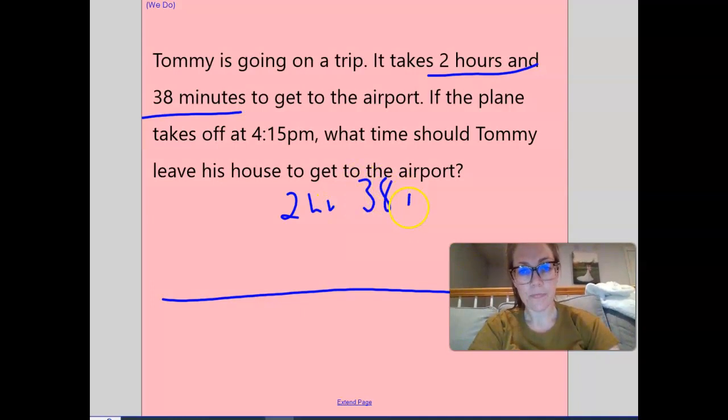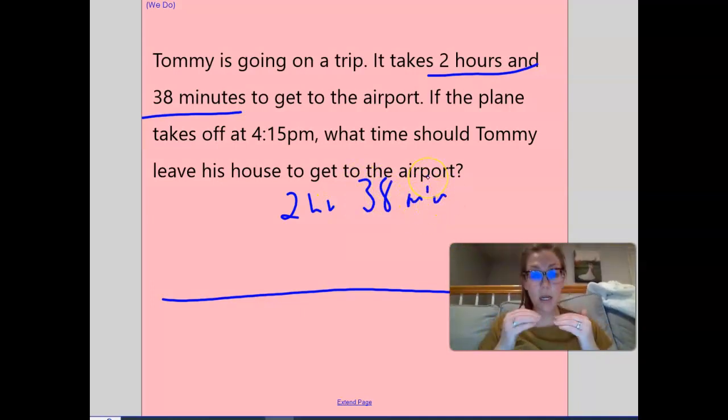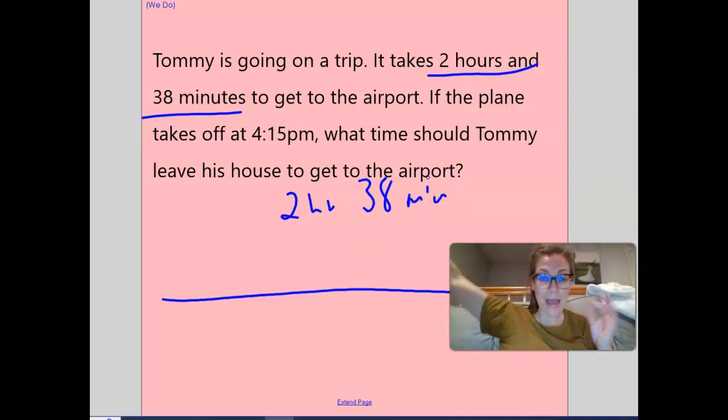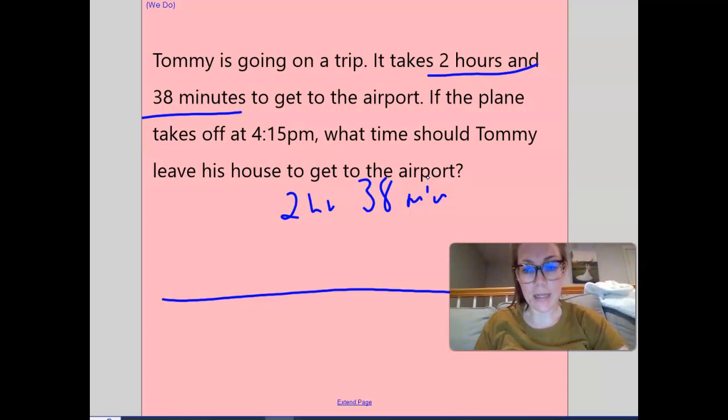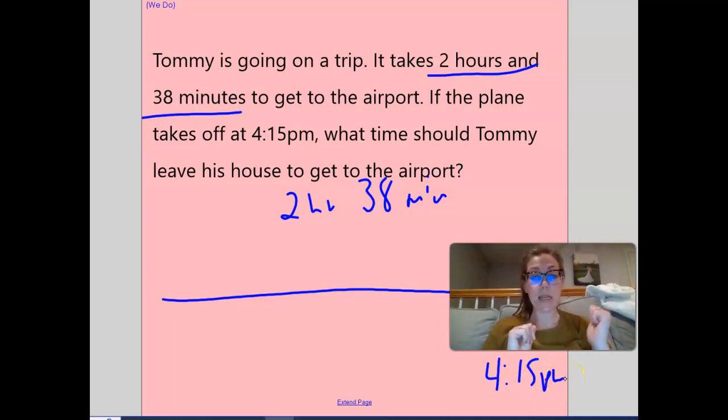38 minutes. Now, if he has to be on a plane because it's flying away at 4:15, should that be our end time or our start time? Good. That should be on our end because I'm going to put it down here because I know my face is in the way. The reason we're putting it here is because we need to find out when he has to leave his house to actually get to the airport and get on the plane. So now we're going to find out when does he have to leave his house.